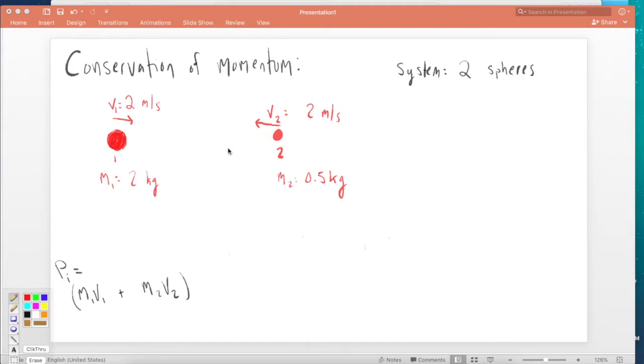So they're flying directly towards each other. This first sphere is going with a velocity of 2 meters per second to the right. Its mass is 2 kilograms. This object is moving at the same velocity, 2 meters per second to the left.